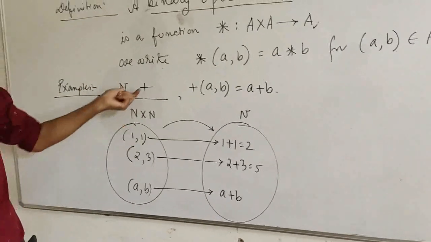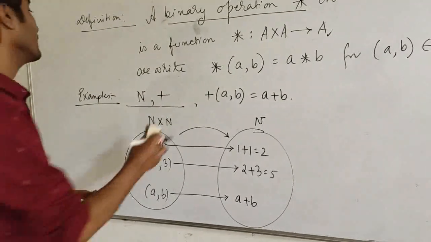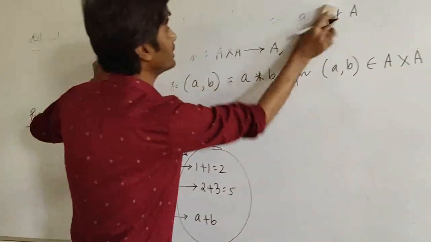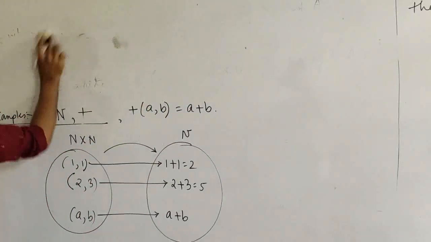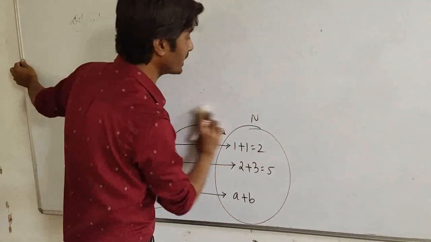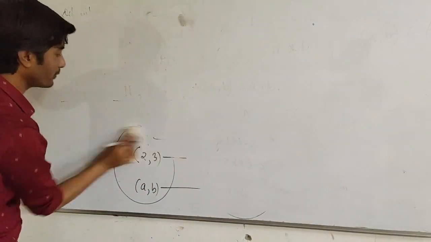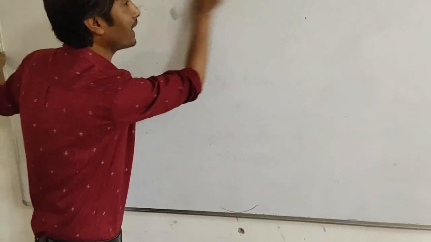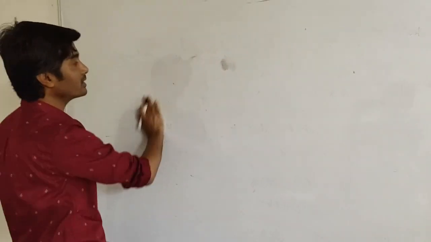Next, in place of this plus, if I take the multiplication operation, let us see whether multiplication, our so-called into, is a function from N cross N to N or not. If we can verify that this into is a function from N cross N to N, then we are done. Then we can say that into is a binary operation in N.